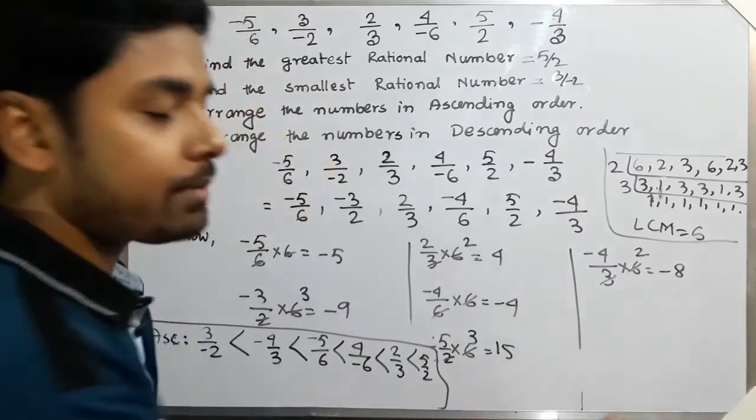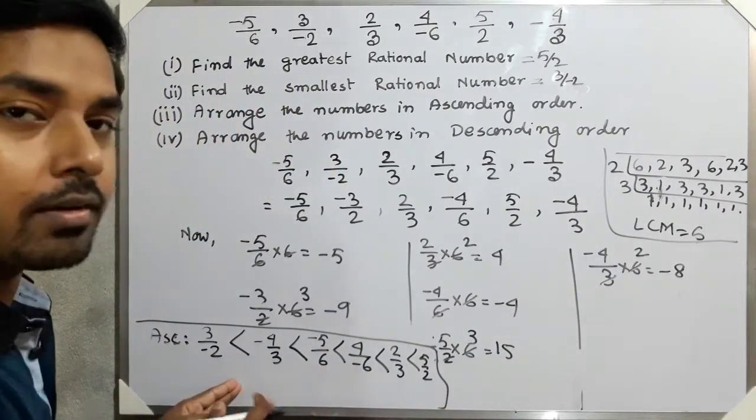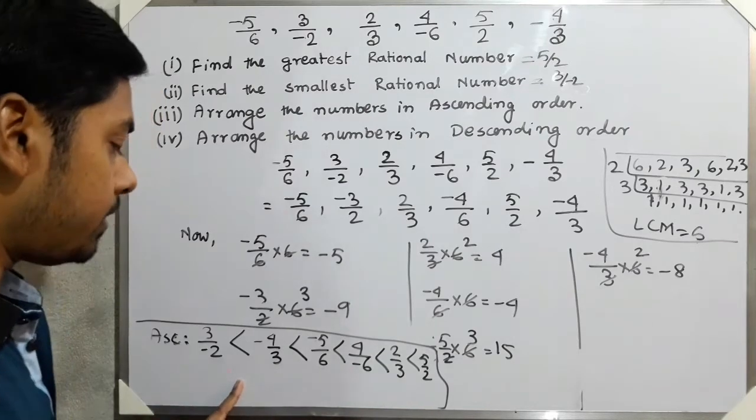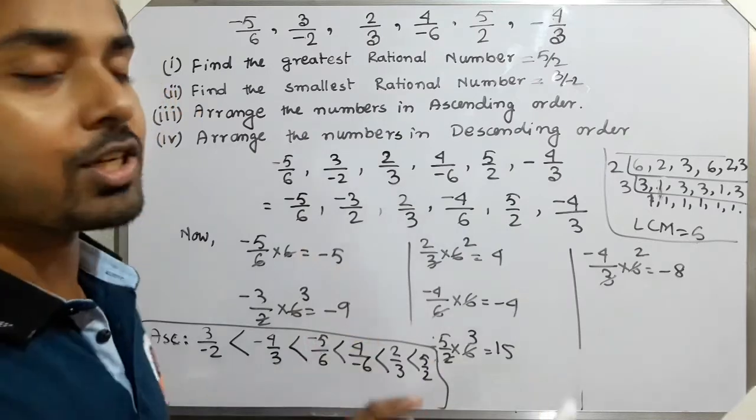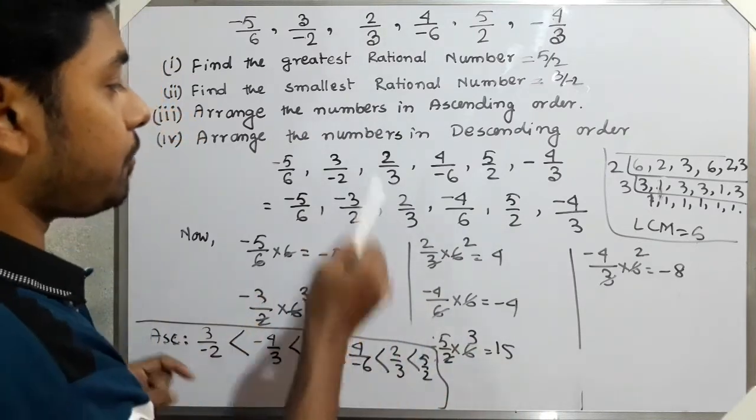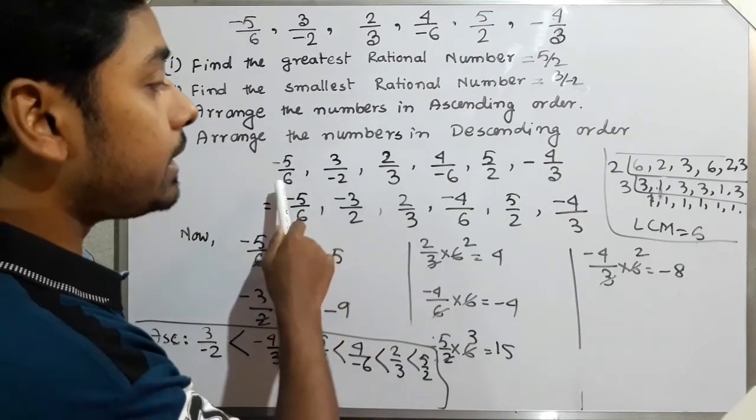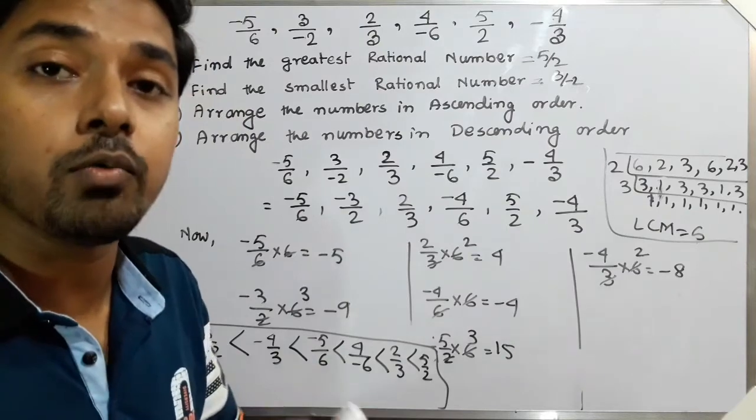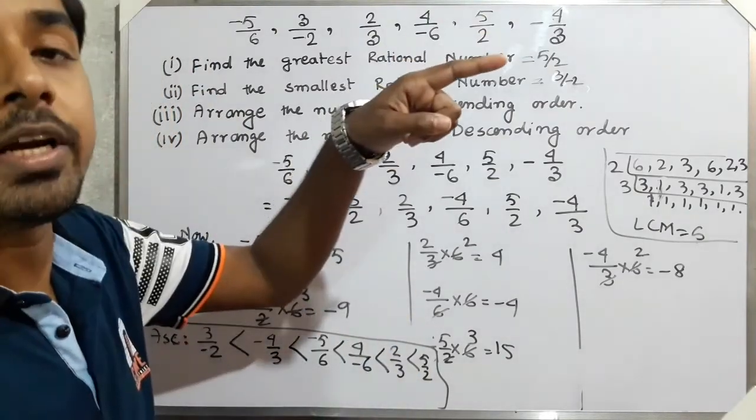And descending order is the same way, just the opposite of it. You should make it descending order. So this is the easiest way to compare rational numbers. What we have done here is, first of all, we check if there is any negative sign in the denominator. First of all we have to shift the negative sign from the denominator to the numerator.